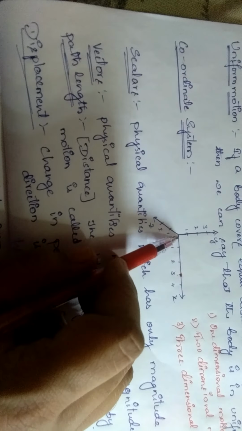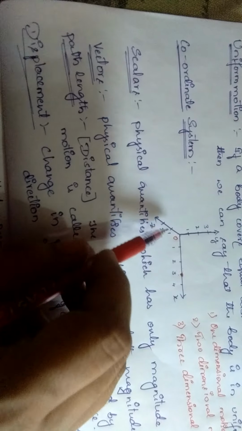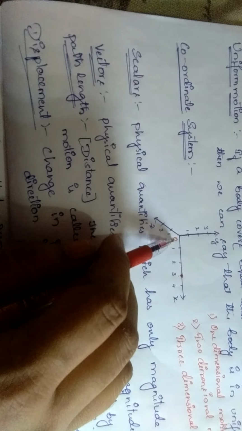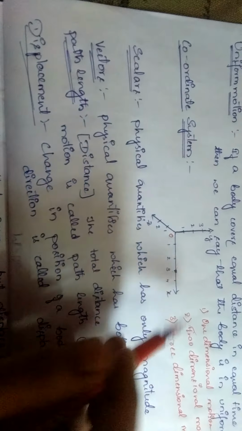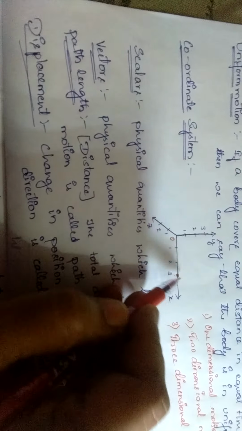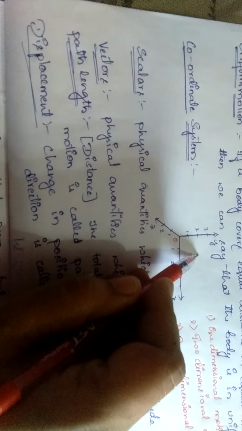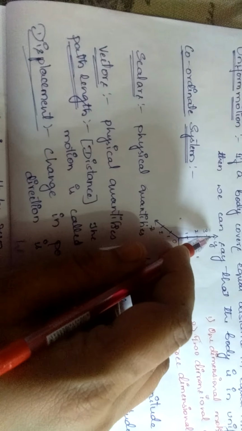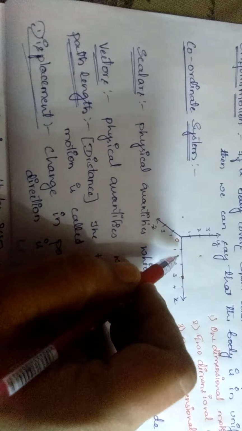If the object is on only one axis, we consider it one dimensional motion, either x, y or z. In two dimensions, we consider the xy coordinates like this, either this or this. So this is the two dimensional coordinate system. We have to consider the x axis and y axis, or the y axis and z axis, or the z axis and x axis.